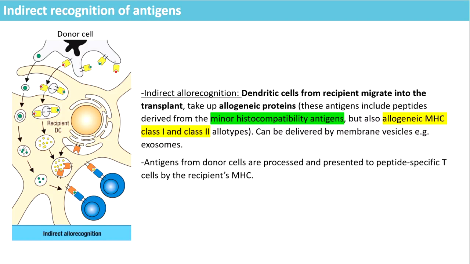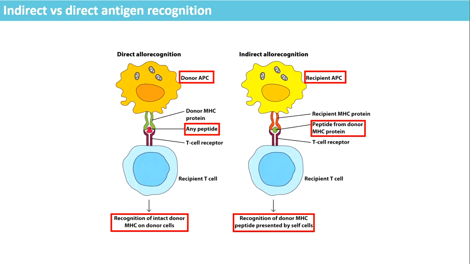So it's important to realize the differences between the direct and the indirect recognition of antigens within this rejection response. This is just summarizing the two. With direct allorecognition, it's involving a donor antigen-presenting cell. It can be any peptide, and this is being presented to the recipient's T cell. But with indirect allorecognition, we've actually got the recipient's antigen-presenting cell, and the peptide is either donor peptide or it's derived from the donor MHC itself that has been processed and then presented.